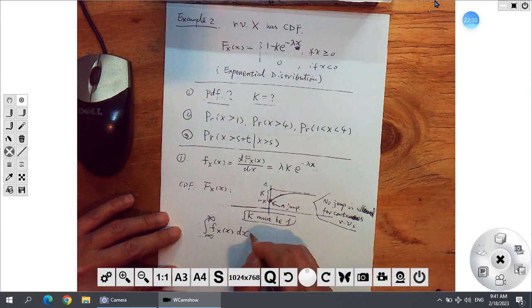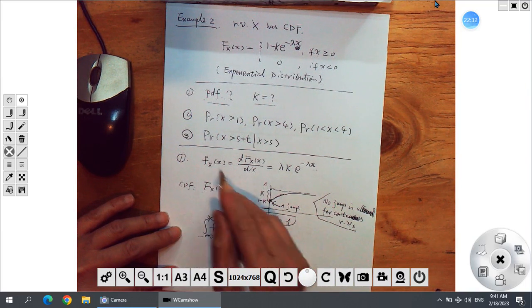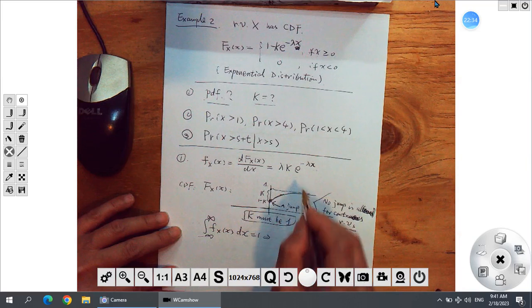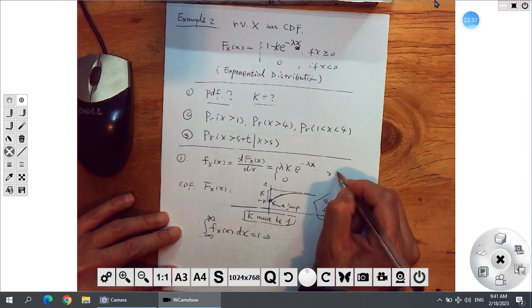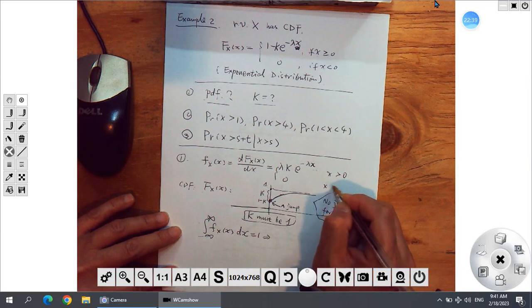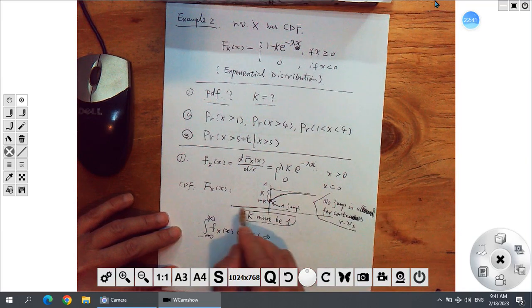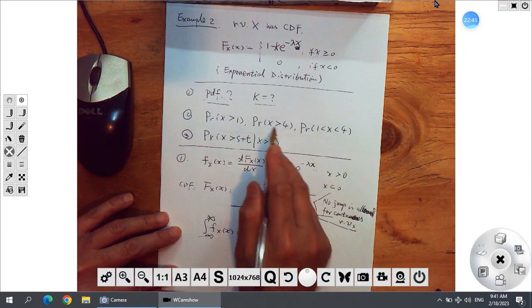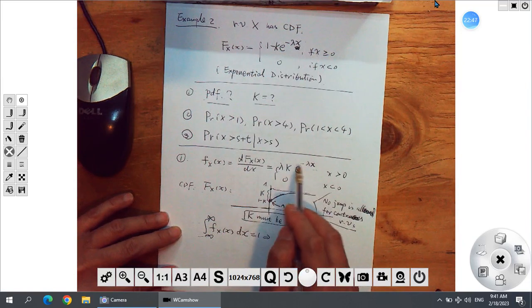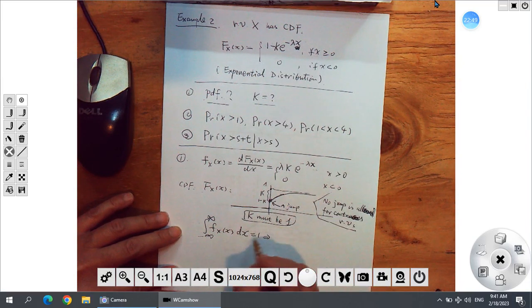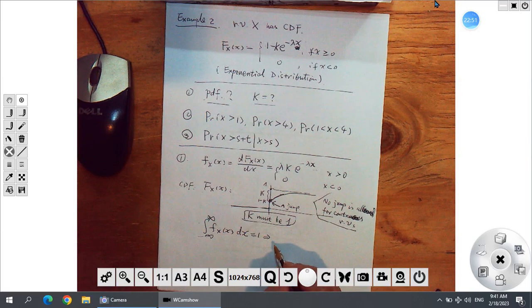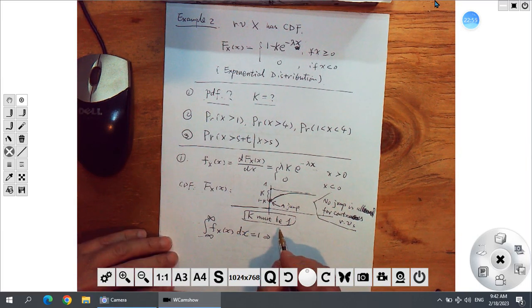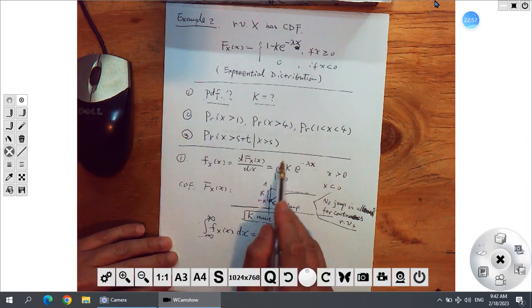This should be 1. So for x smaller than 0, you take the derivative and you get 0. For x larger than 0, you take the derivative and it is this one. Then the integration should be 1.